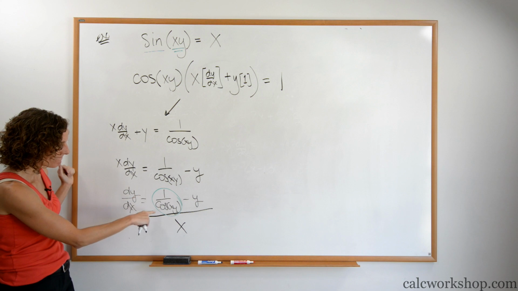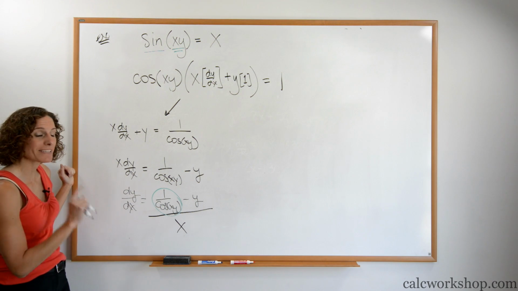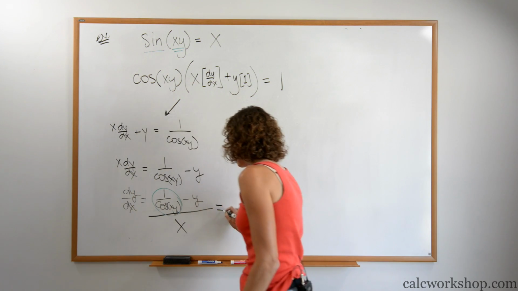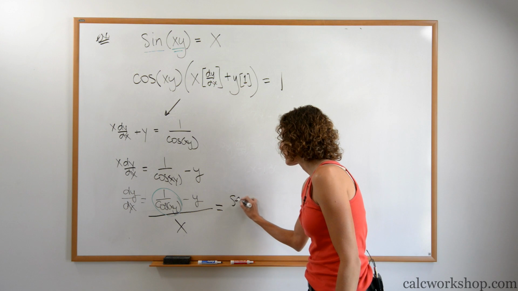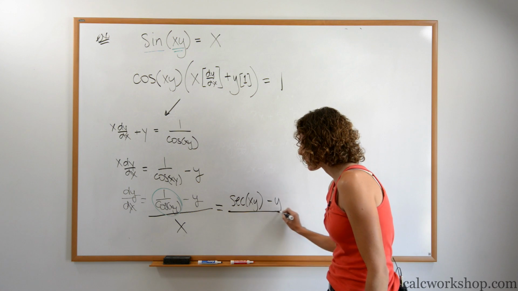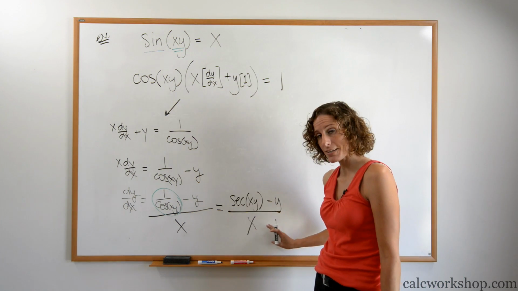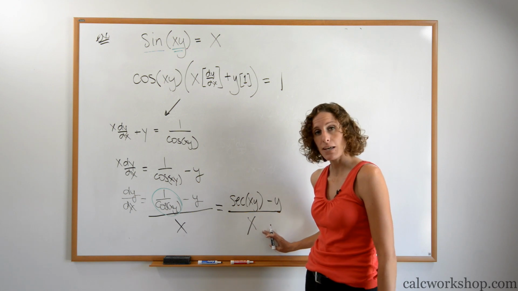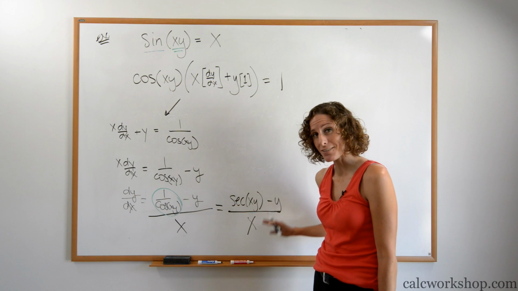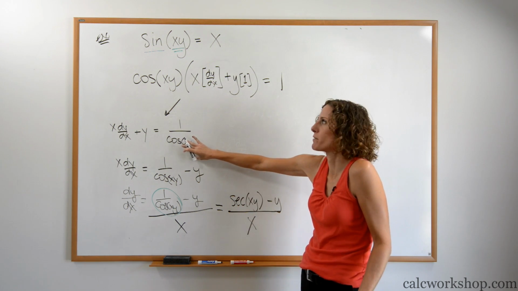So let's change him using a reciprocal identity. 1 over cosine xy is the same thing as secant of xy. So here we go. We can change this to say secant of xy minus y all over x. This exact question with this exact answer appeared on an AP exam multiple years ago. So great test question. So what happens if you didn't go this route? What was another way of actually simplifying it?